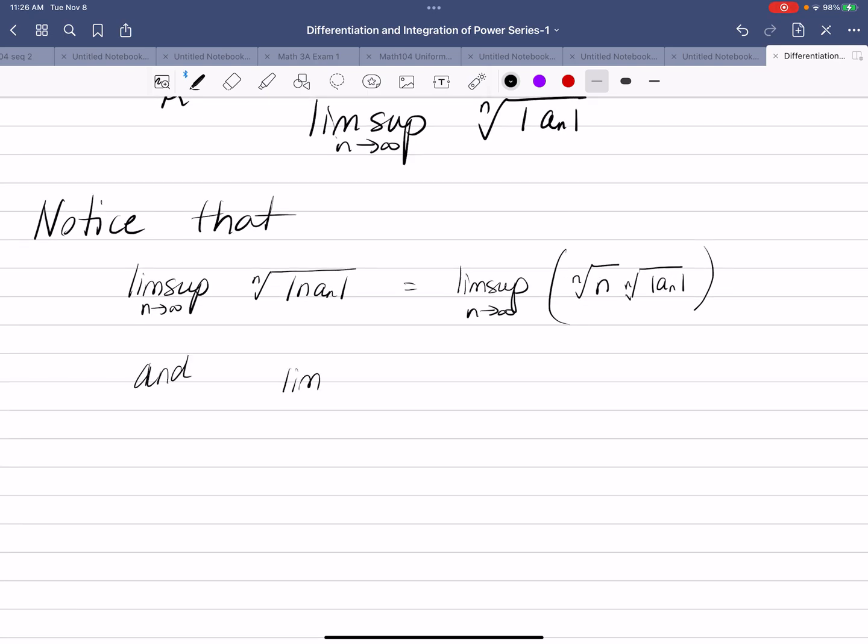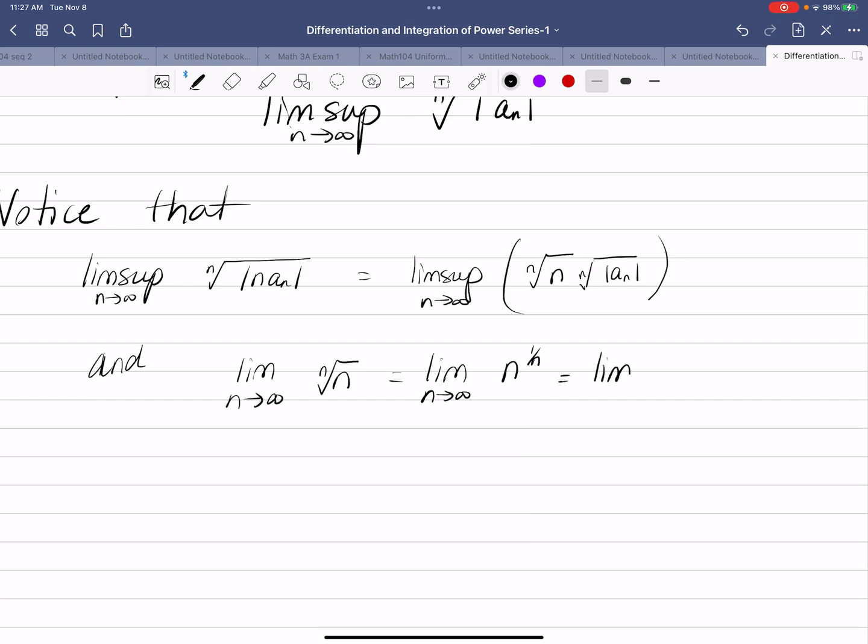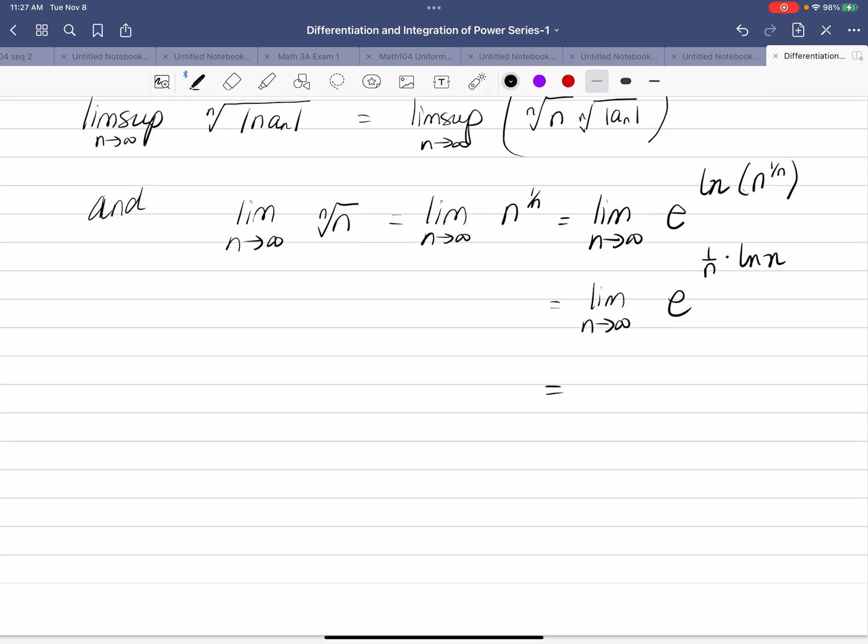Okay. Now the key is to note that the limit as n goes to infinity of the nth root of n is going to be equal to, I can rewrite this as n to the 1 over n, right? And I can rewrite n to the 1 over n as e to the log of n to the 1 over n. So then I'll get e to the 1 over n times natural log of n.